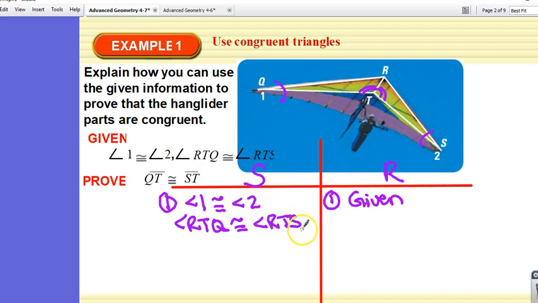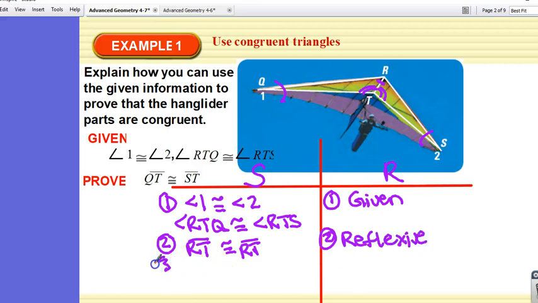Alright, so that's what we know so far. Those were both given. We are trying to prove that QT is congruent to ST. Well, what do we know so far? Looking at the diagram, the only other piece of information that I know is that RT is congruent to RT. How do I know that? Reflexive.